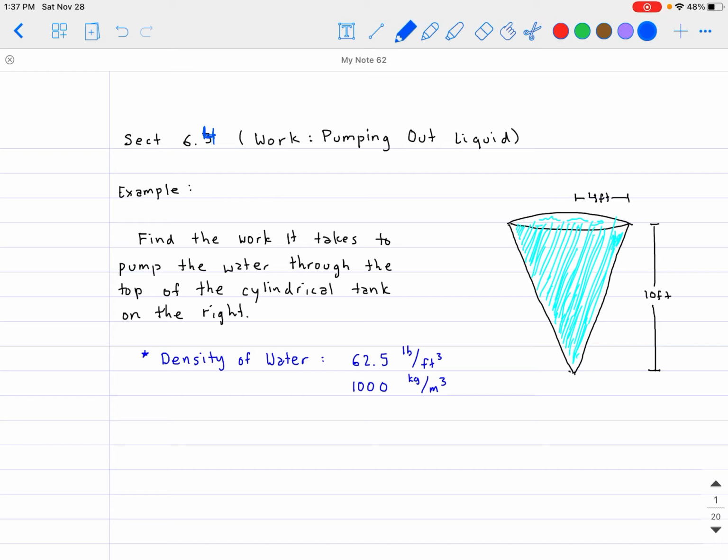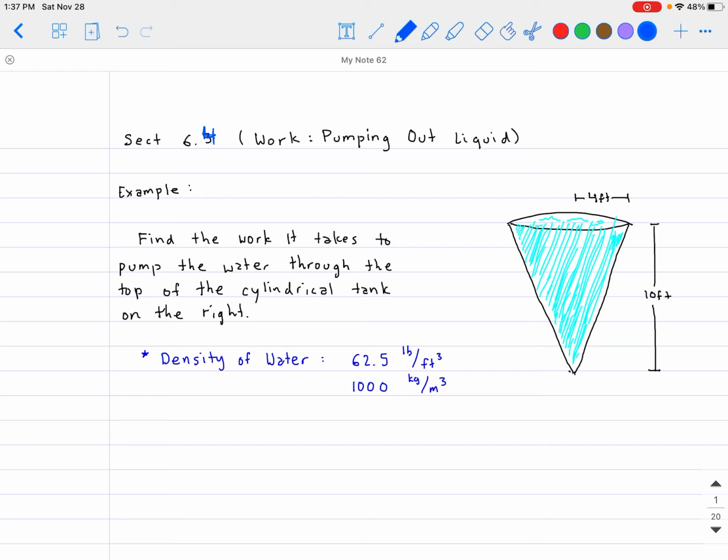In the past, we looked at, I think it was Hooke's law, and then afterwards we looked at dragging or pushing something up and down, basically pulling ropes, so that way you can figure out how much work is going to be done. Now we're going to be looking at work pumping out liquid from, say, some sort of trough or some sort of cylindrical container.